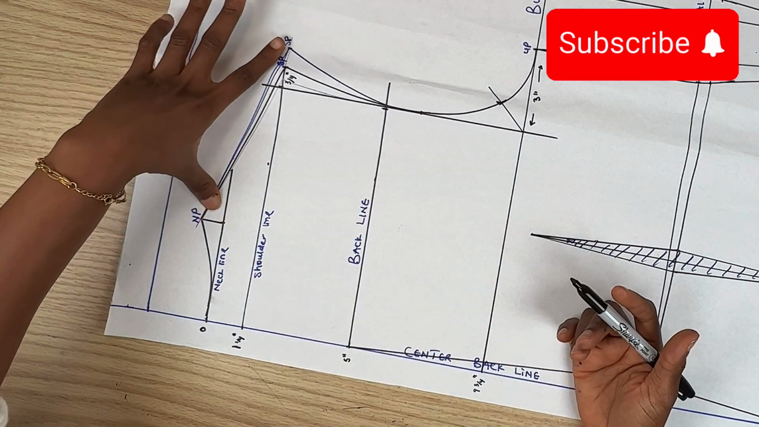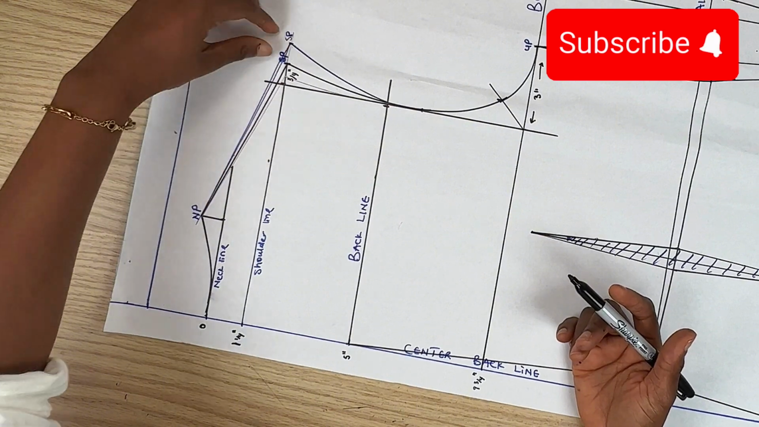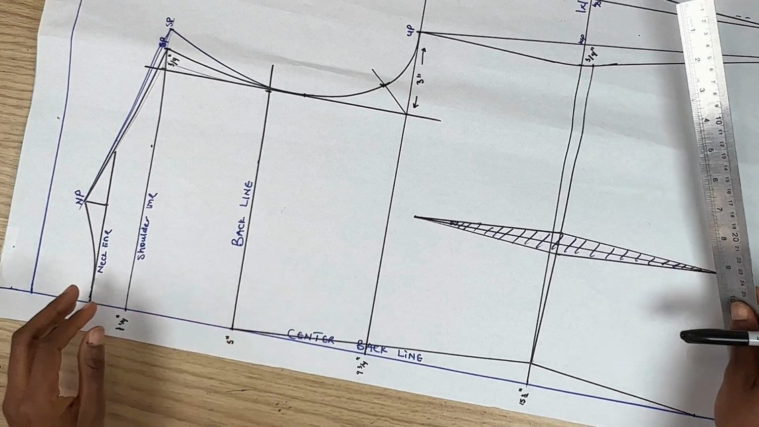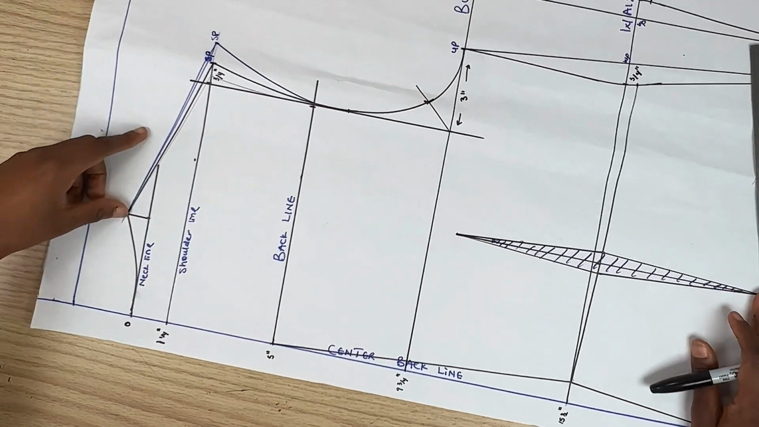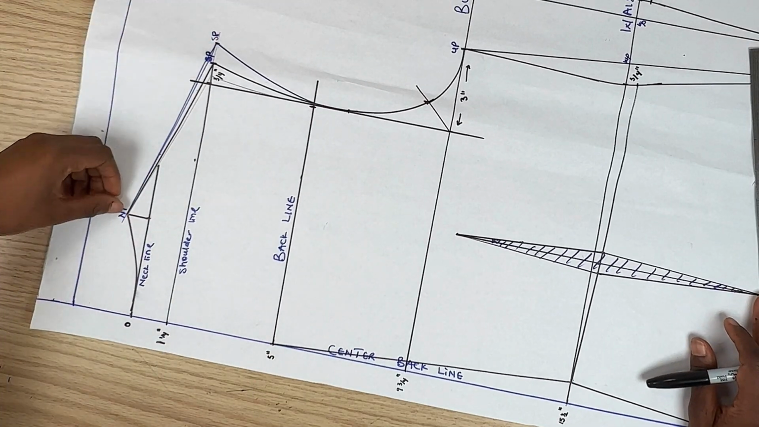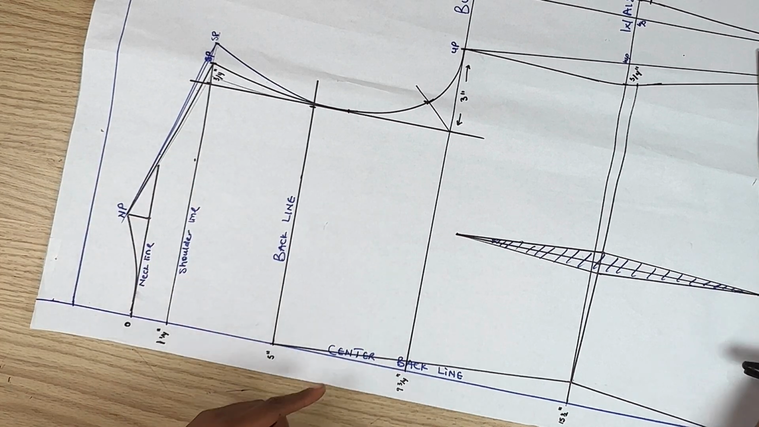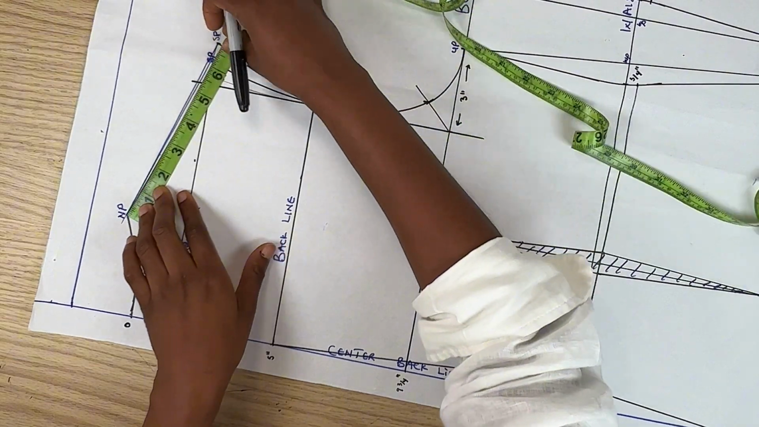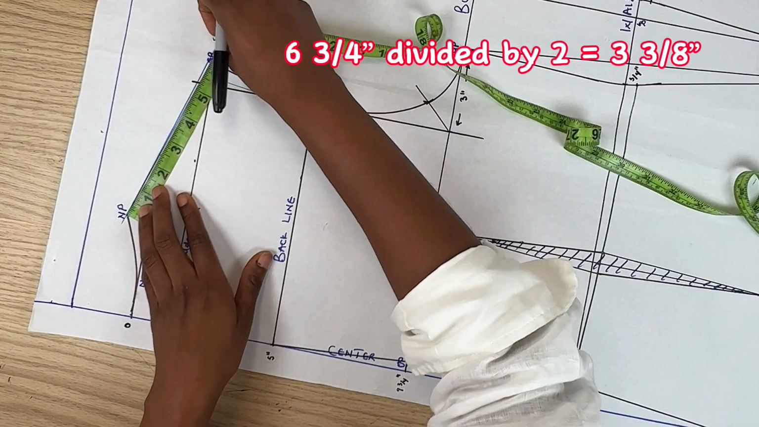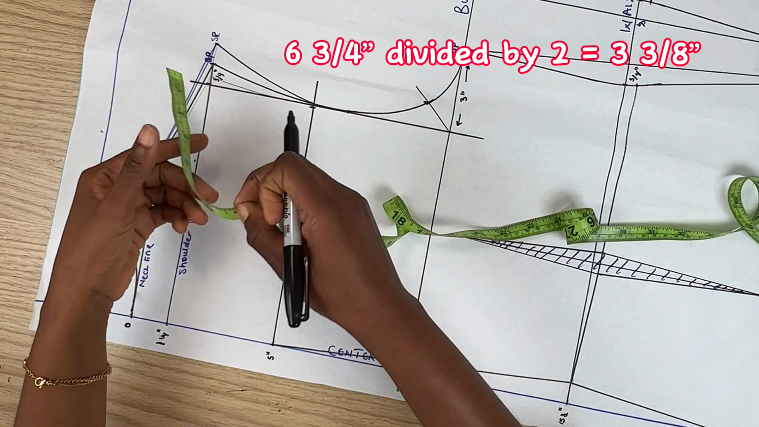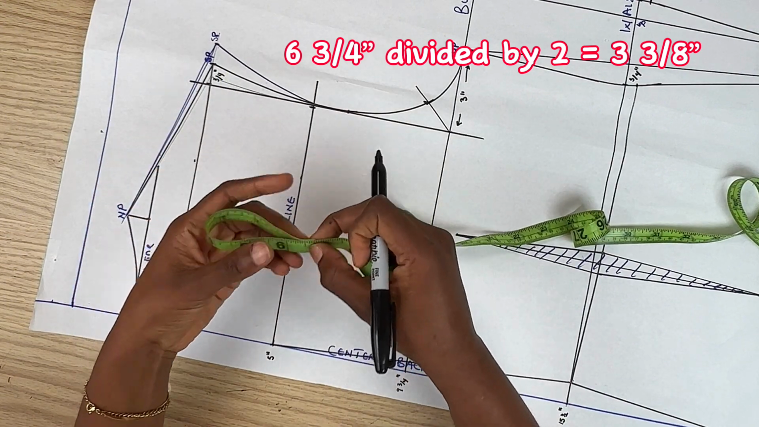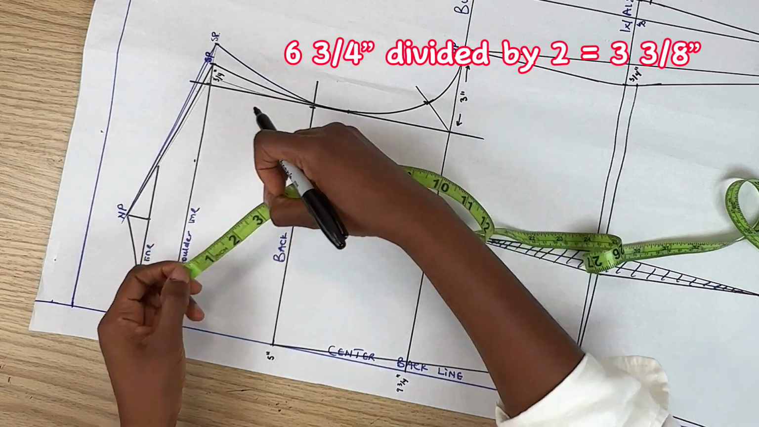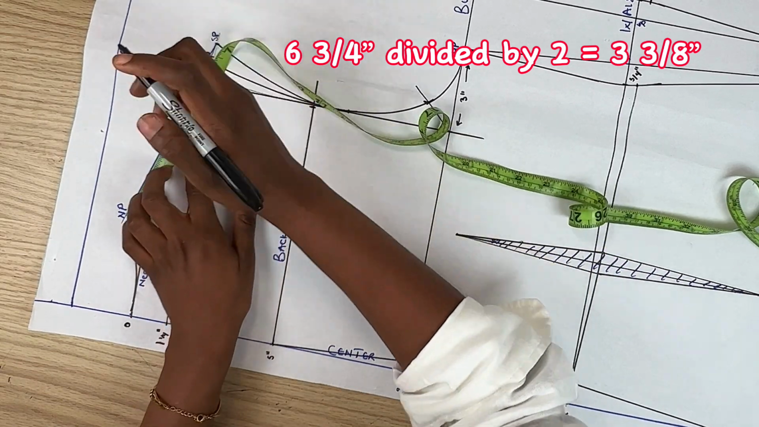To plot the dart, I'm going to mark the center line from this new SP to the NP. So I'm going to mark the midpoint between the SP and the NP to plot my dart, right? So here, midway between this point is, this is 6 3/4 of an inch. So I'm just going to fold my tape measure like so. So this is right about here. So the center of my dart will be right here.